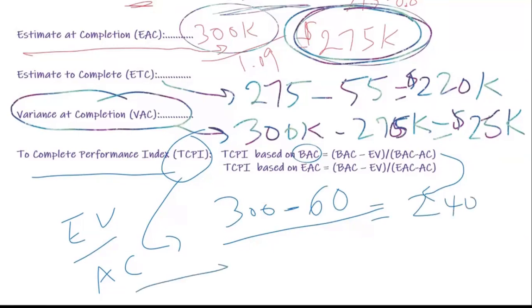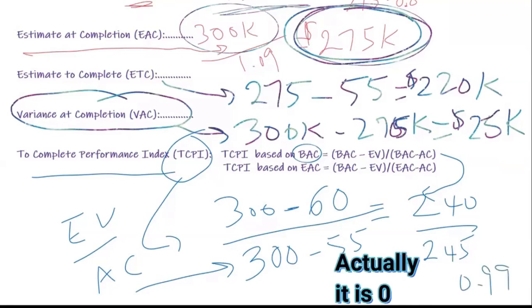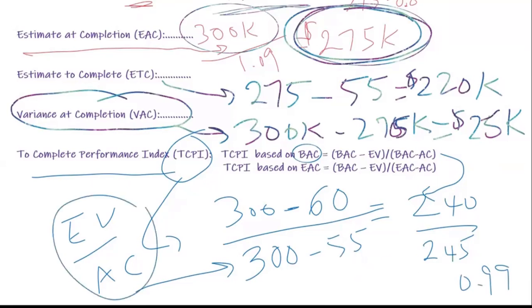Now we have to look at the actual cost that we can spend for the rest of the project. If management's willing to let us spend the whole 300,000 that they had budgeted, and we've already spent 55, then the remaining money is 245,000, right? And so when you divide these, you'll get something like 0.99 or something like that, all right? That means you can underperform going forward on your CPI, which is earned value by actual cost. Why? Because management is okay for you to spend the 300,000.